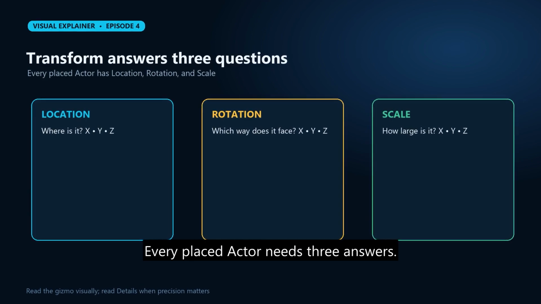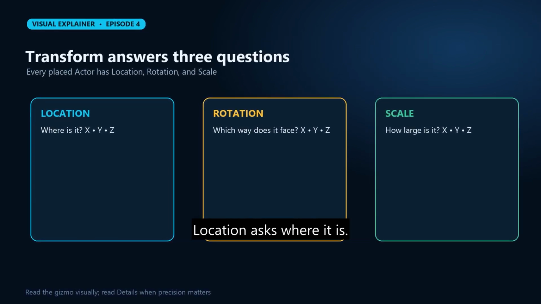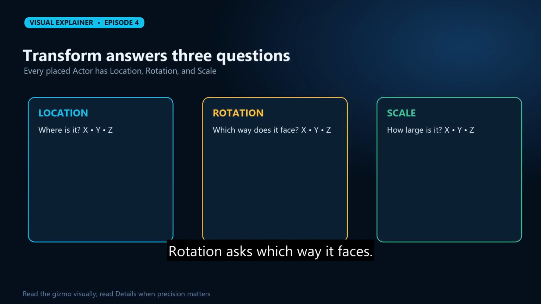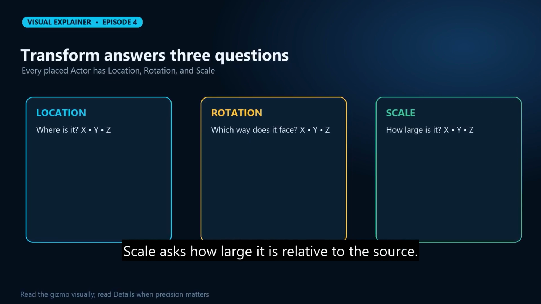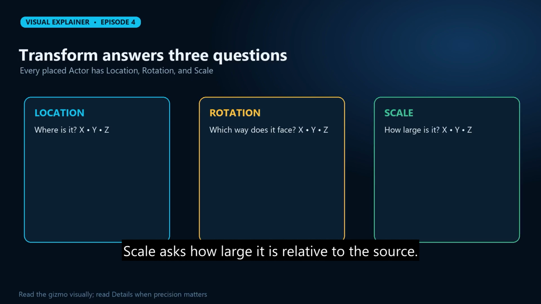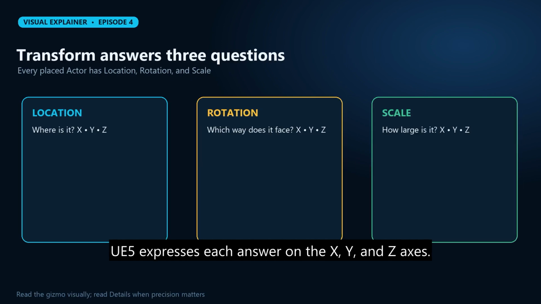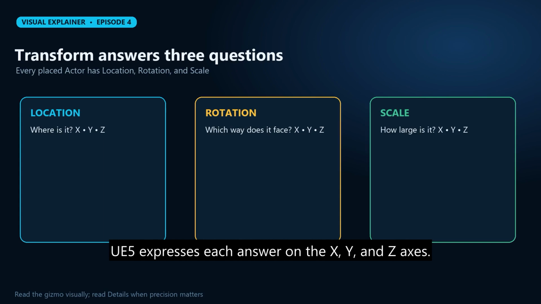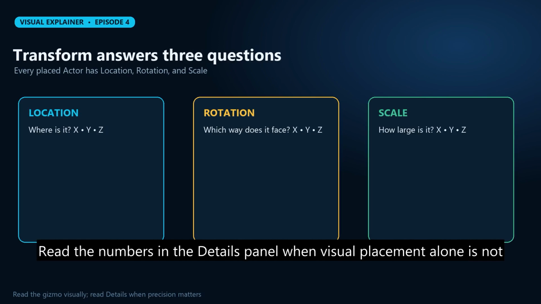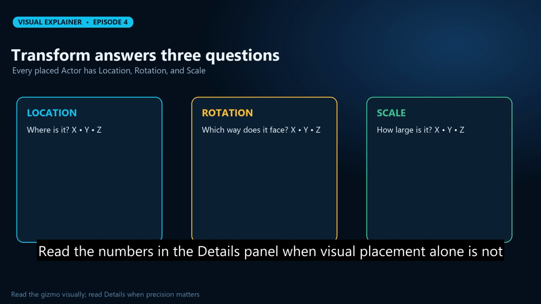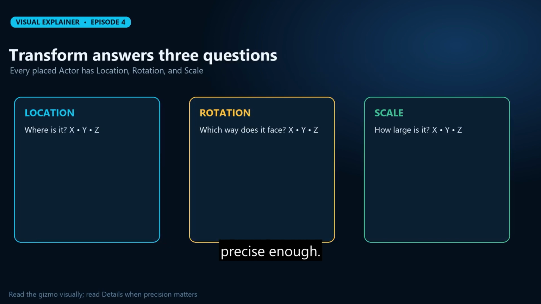Every placed actor needs 3 answers. Location asks where it is. Rotation asks which way it faces. Scale asks how large it is relative to the source. UE5 expresses each answer on the X, Y, and Z axes. Read the numbers in the Details panel when visual placement alone is not precise enough.